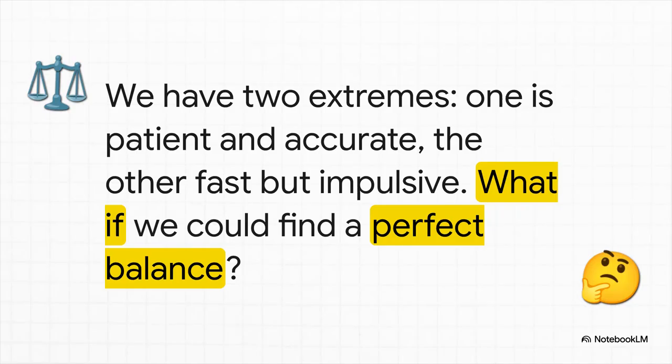So you see the problem, right? We've got these two extremes. One is patient and accurate. The other is fast but kind of impulsive. So what if we could find the perfect balance? A happy medium that gives us the best of both worlds? Well, that's exactly what n-step methods are for.